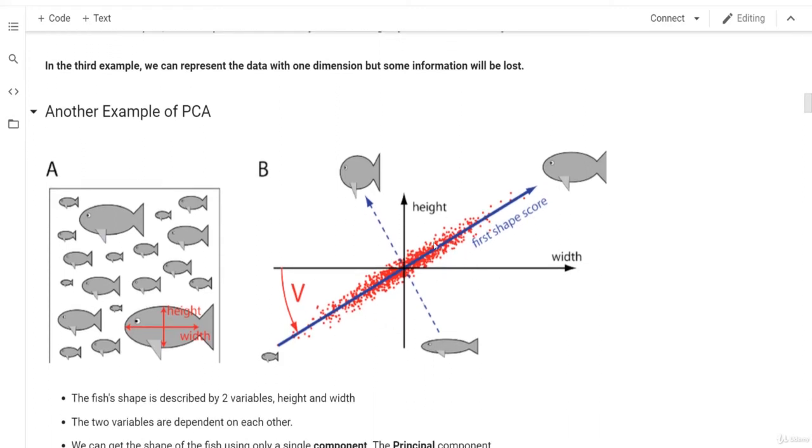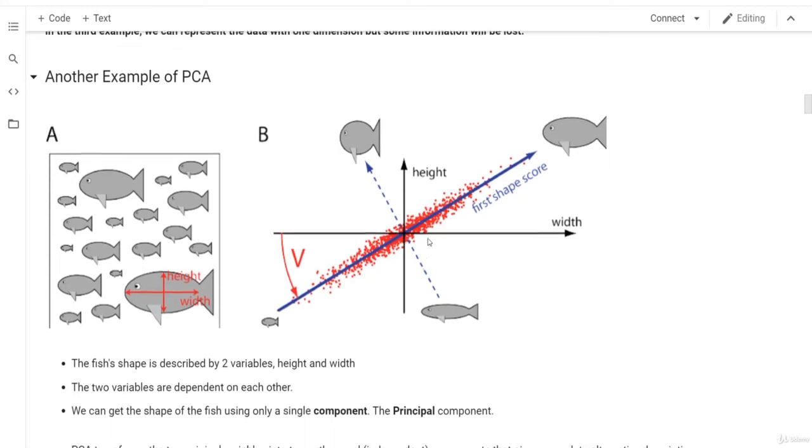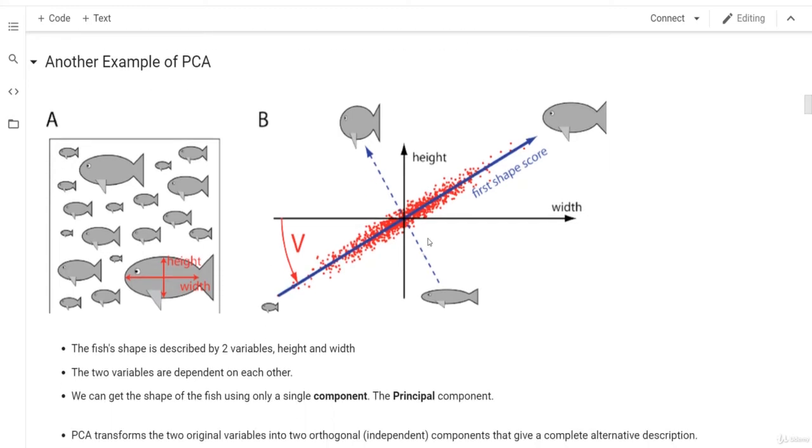So we have, in fact, two variables or two features, but you can see that these two variables are dependent on each other, right? So when the width increases, the height increases, and vice versa. This gives you an idea that we can get the shape of the fish using only a single component, a single dimension, a single variable. Let's call this variable a component, and we call this component the principal component, because it contains most of the information, if not all.